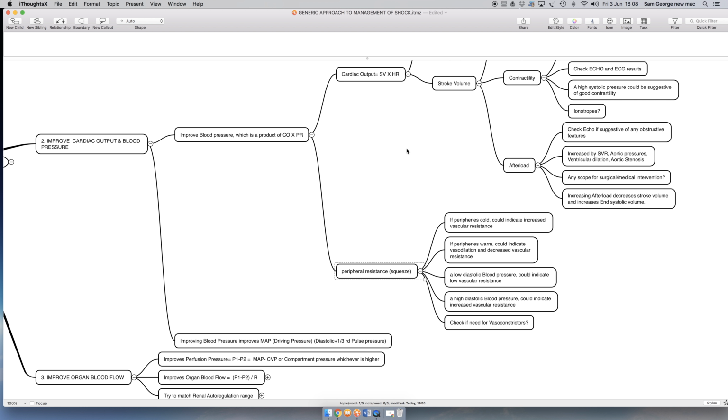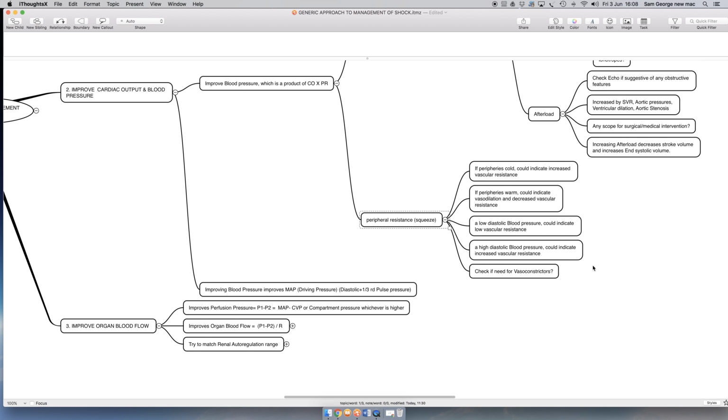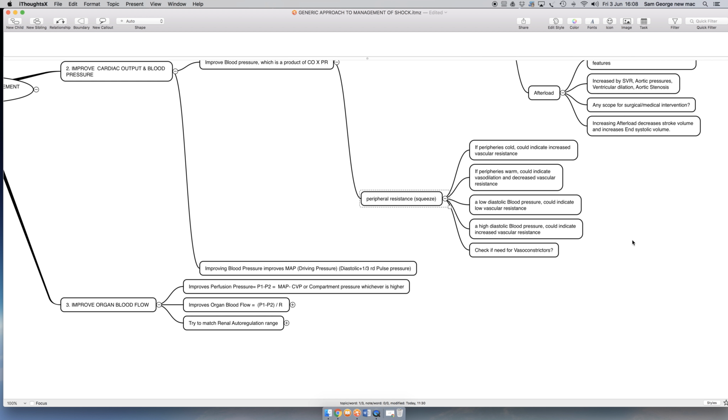So if peripheries are cold, that could indicate increased vascular resistance. If peripheries are warm, that could indicate vasodilatation and decreased vascular resistance. A low diastolic blood pressure could indicate a low vascular resistance. A high diastolic blood pressure could indicate increased vascular resistance. And obviously, the next question is, will this patient benefit from vasoconstrictors? Again, if that's the case, escalate care to ITU.